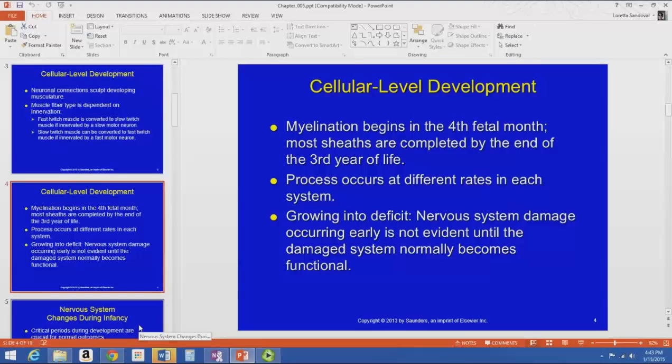So really, by definition, growing into deficit is that nervous system damage that occurs early is not necessarily evident until the damaged system becomes functional. So there might be some nervous system damage that occurred early in development, but it does not become evident until that damaged system becomes functional. So that's one of the reasons why pediatricians have different developmental tests that they do as your child is growing up. They're trying to detect if there are any deficits in those first couple years.